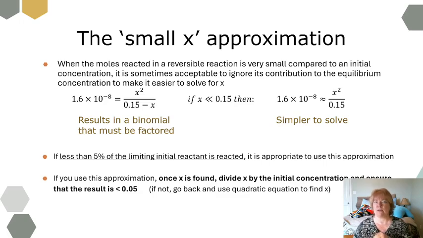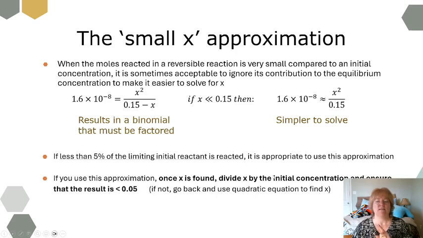So chemists have just made 5% the magic number. If x is less than 5% of the initial concentration, then we say yes, this is a fair approximation. It will get you close enough to the right answer that, even though realistically the right answer would have to use the quadratic equation, this will get me close enough for chemistry. So what I want you to do is, when you use this approximation, because this math is much simpler, find x using the approximation.